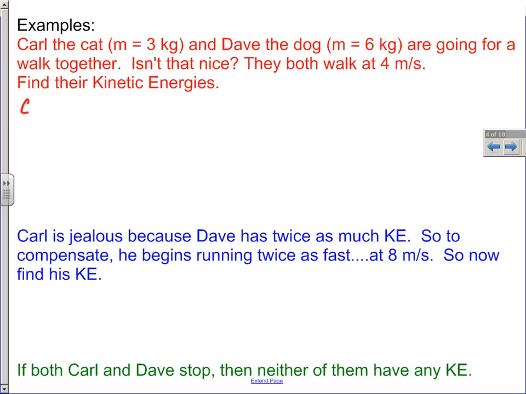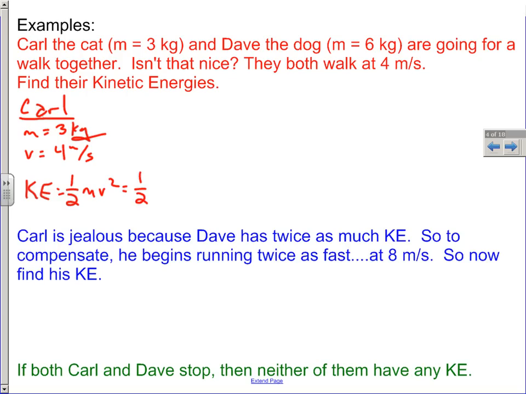All right. So here we go. For Carl, he's got a mass of 3 kilograms and a velocity of 4 meters a second. So to find his kinetic energy, I'm going to do 1/2 times his mass times his velocity squared. So you get half of 3 kilograms times 4 meters a second squared. 4 meters a second squared is 16. Half of 3 is 1.5. 1.5 times 16 gives you 24, and the units are kilogram meters squared per second squared.